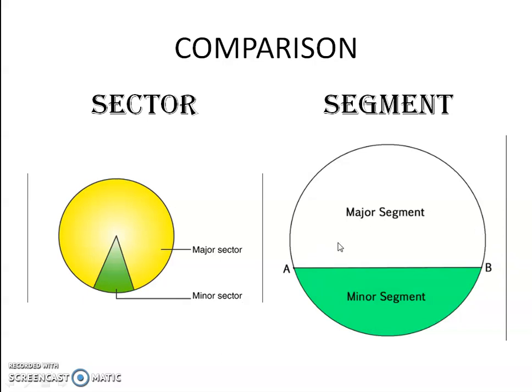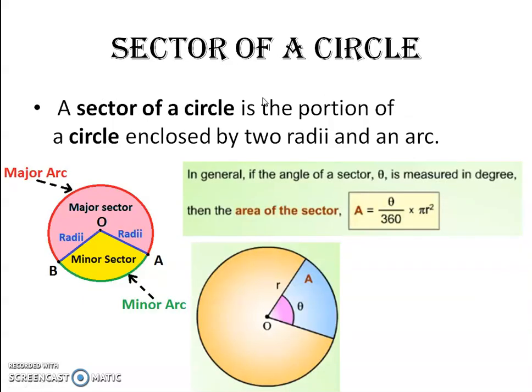So let's see what's the definition. Sector of a circle. A sector of a circle is the portion of a circle enclosed by two radii and an arc. It is clear from the figure. This is the first radius and this is the second radius. And if the portion is small, we name it as minor sector. And if the portion is large, we'll call it as major sector.